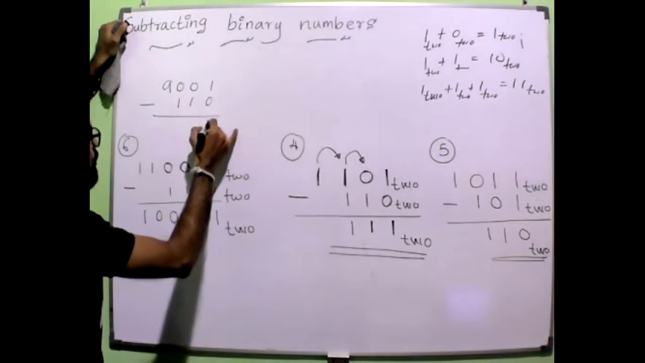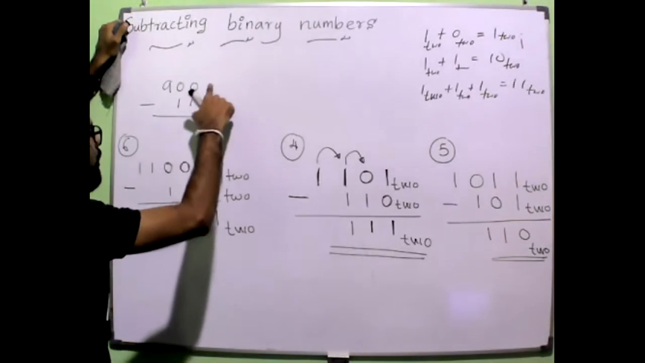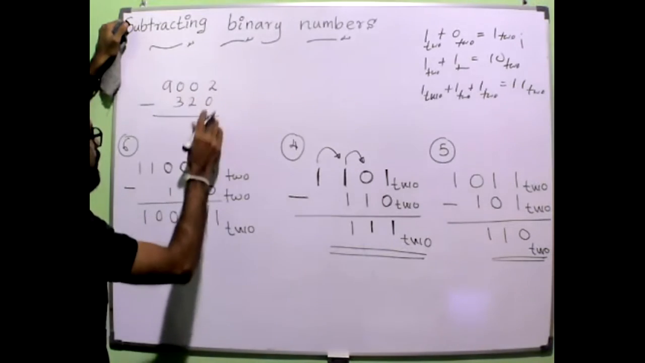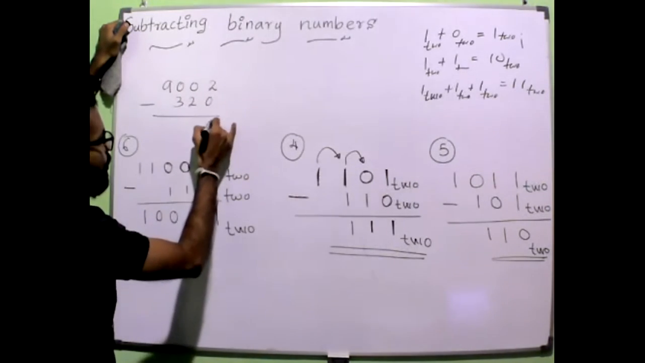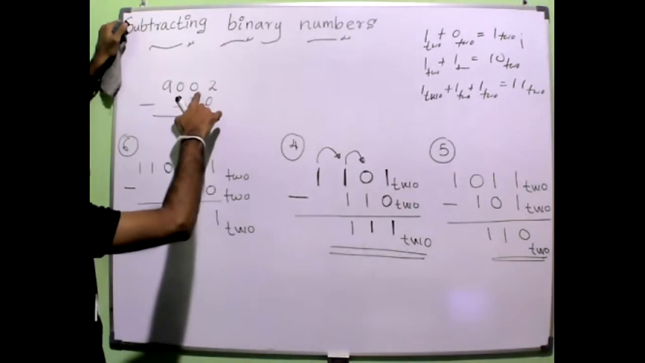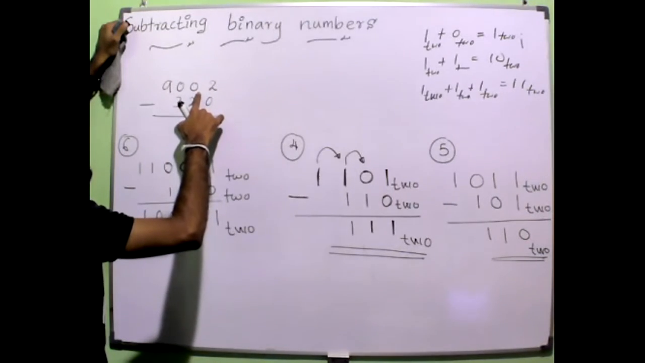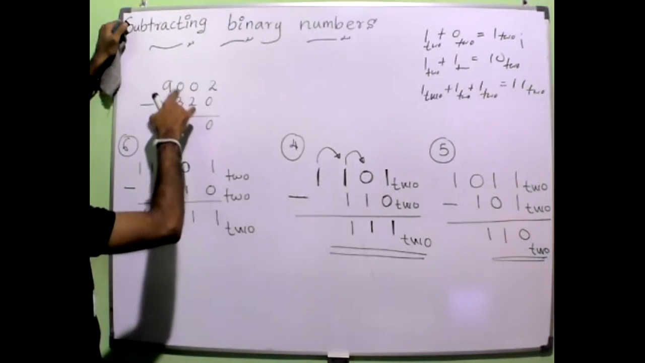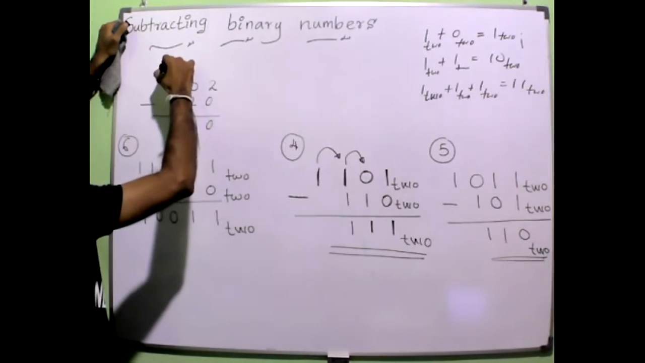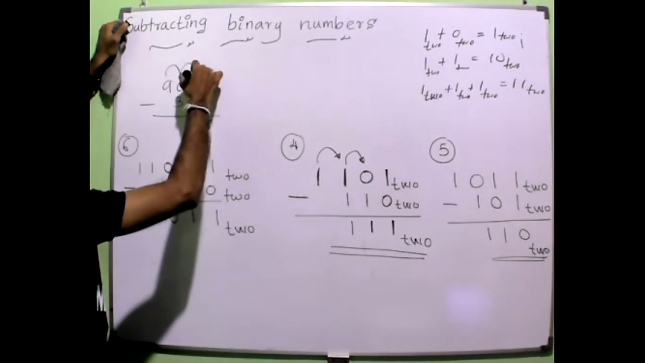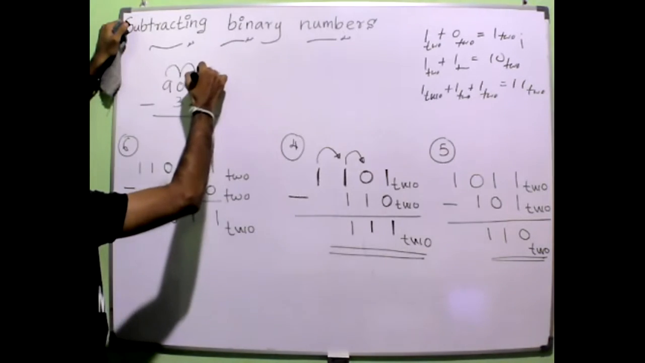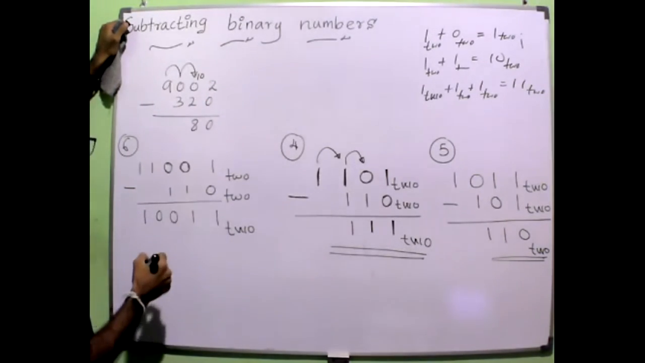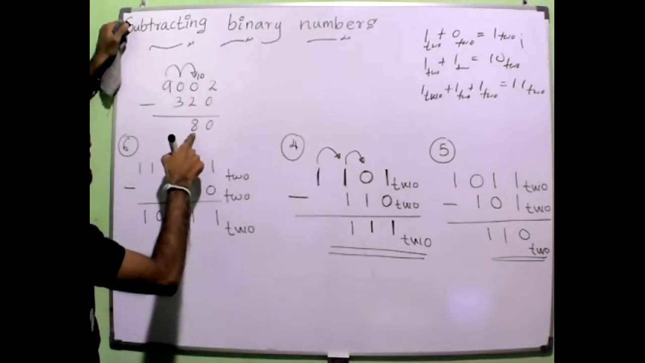1 minus 0, 1. So now, I will put 2 here, and here 3, right? 2 minus 0, 0. Here now you have 0, right? Then I take 1 from this 9. So it becomes 10 here, and it comes to here again 10. 10 minus 8, 2 means 8. 10 minus 2 means 8.